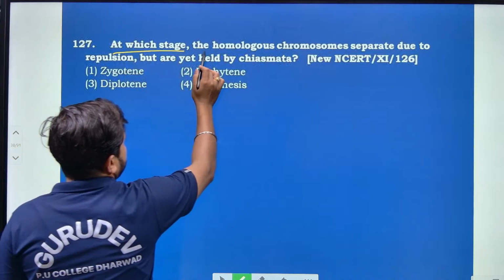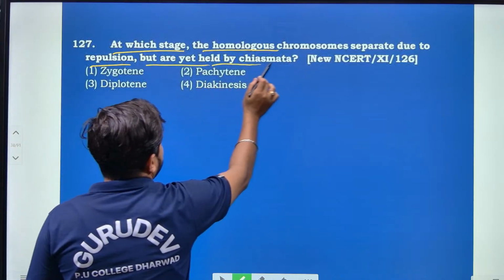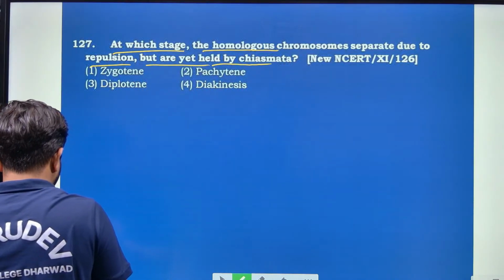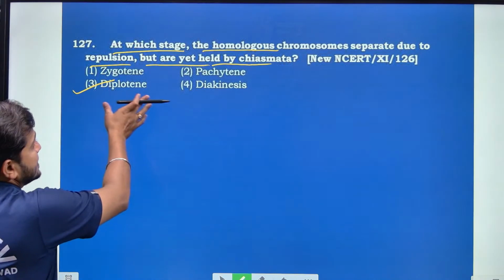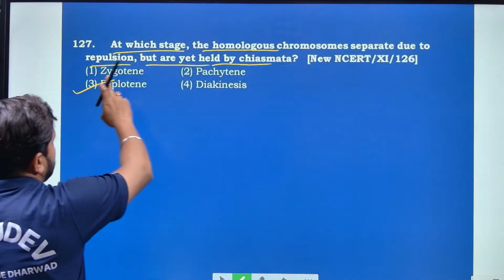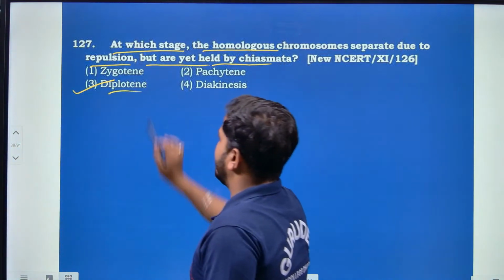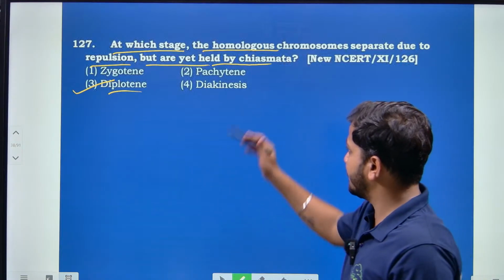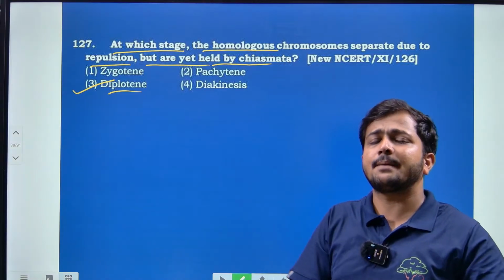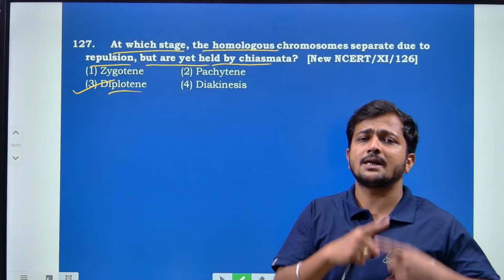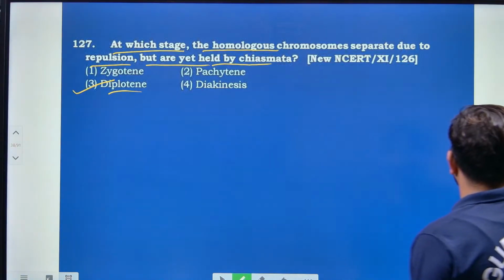At which stage do the homologous chromosomes separate due to repulsion, but are still held by the chiasmata? That is the diplotene stage. Terminalization begins with diakinesis, but the chromosomes start repelling, and based on the repulsion they form an X-shaped structure. So there you will find the diplotene stage.